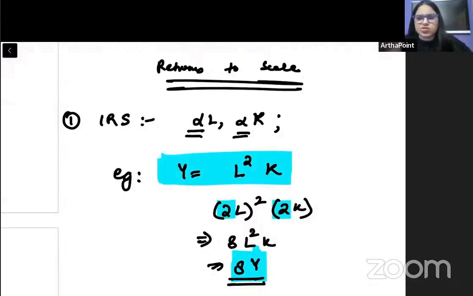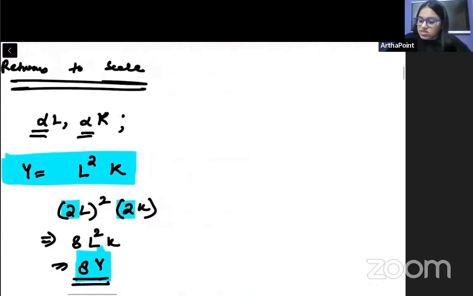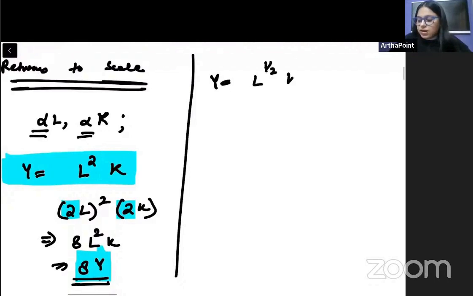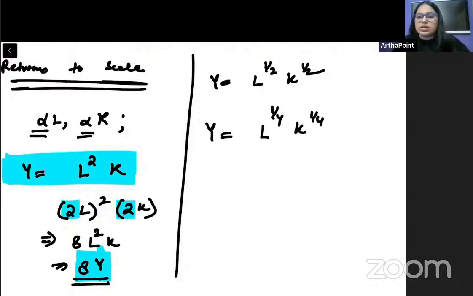Similarly we are clear with constant returns to scale and decreasing returns to scale. So constant returns to scale will look something like this: Y is equal to L to the power half, K to the power half. And decreasing will look like this: L to the power 1 by 4, K to the power 1 by 4. You can also see by adding the powers. The sum of the powers is less than 1, so this is decreasing returns to scale. Equal to 1, constant returns to scale. Greater than 1, increasing returns to scale.